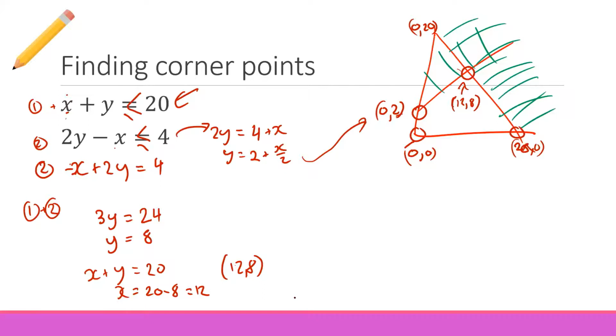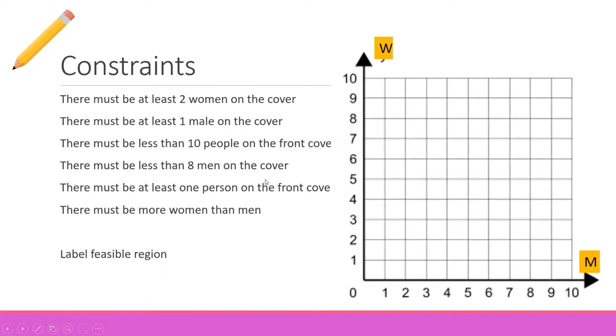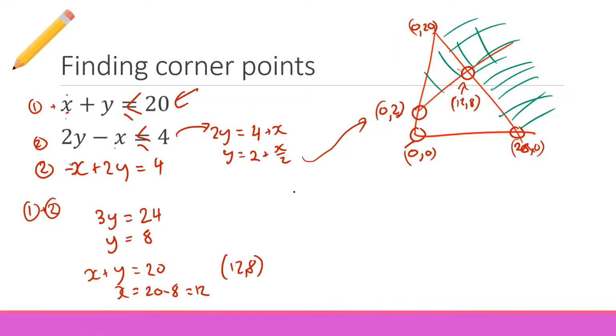Now, one thing I should point out though is that this is not the only way to find the corner point. This is not the only way to solve a linear equation. You could instead, if you really wanted to, take equation 1 and change that to x equals 20 minus y, and you could use the substitution method.